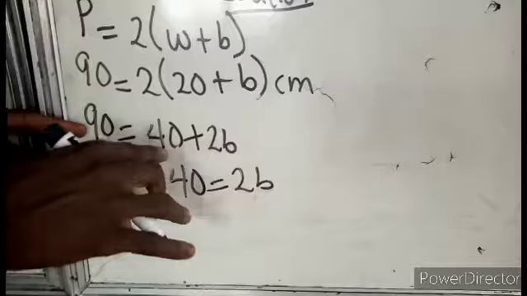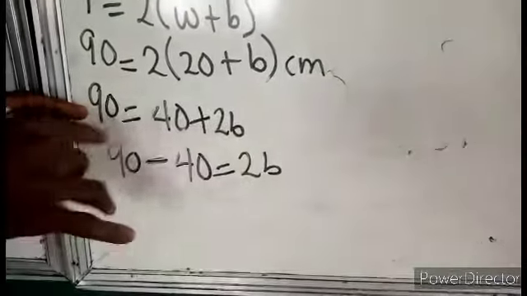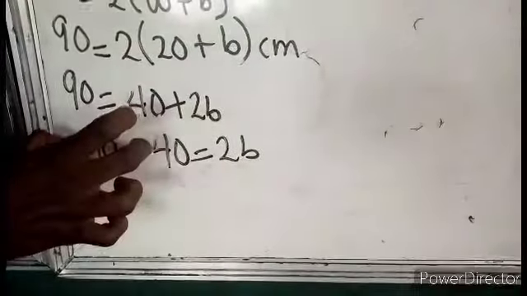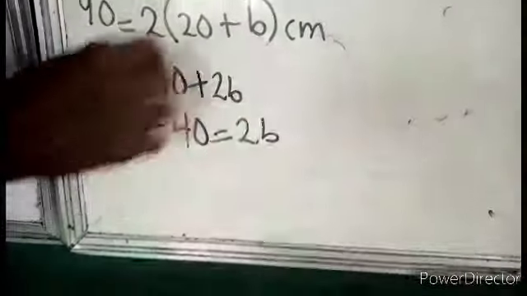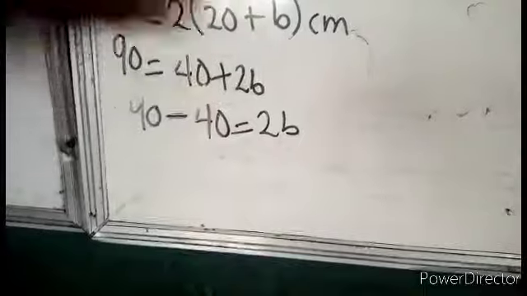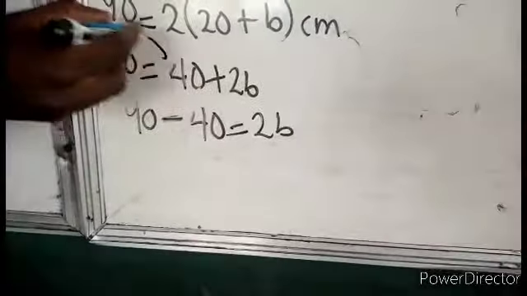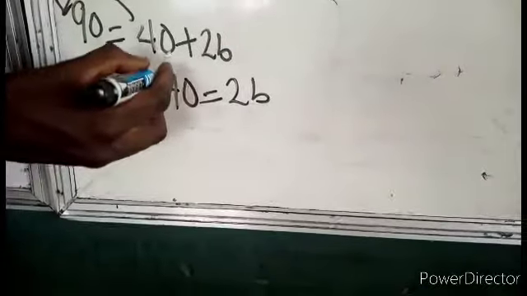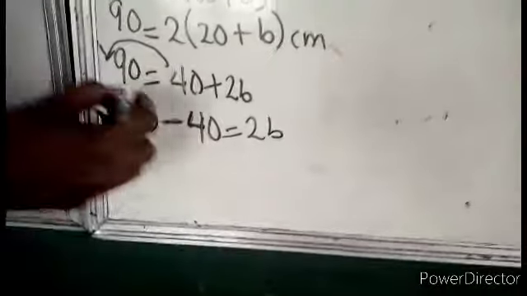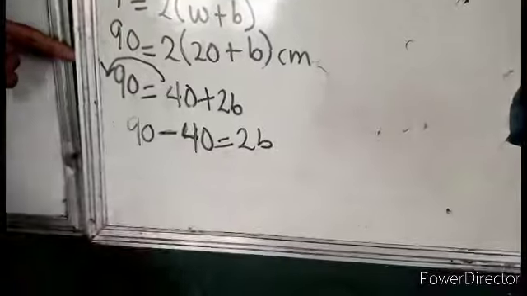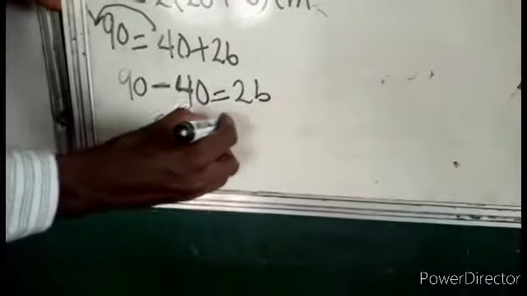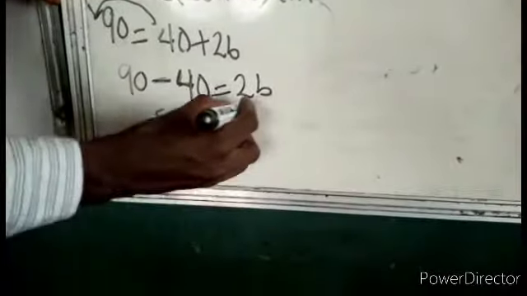I'll come back again. We have something like this. 90 equals 40 plus 2B. Collect the like terms. So we have 90, minus this 40 will come to this side. So we have minus 40. So we can continue. 90 minus 40 should give us 50 equals 2B.